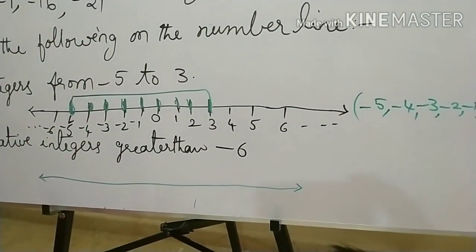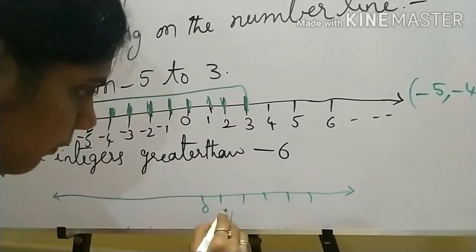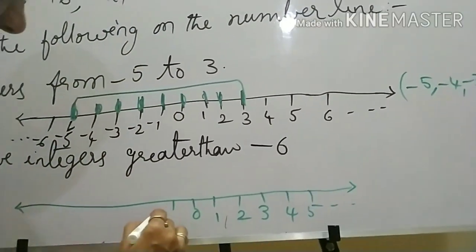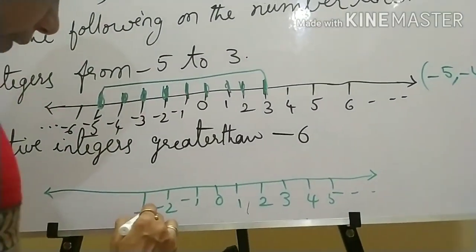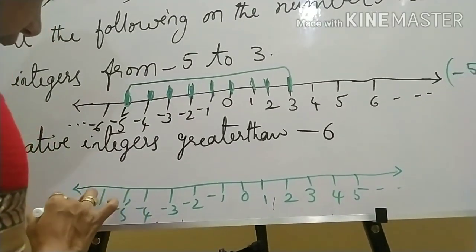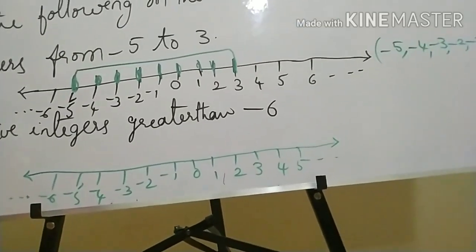So I am taking number line again. 0, 1, 2, 3, 4, 5, and so on. Here minus 1, minus 2, minus 3, minus 4, minus 5, minus 6 and so on. Okay, see this one here. What is our question here?